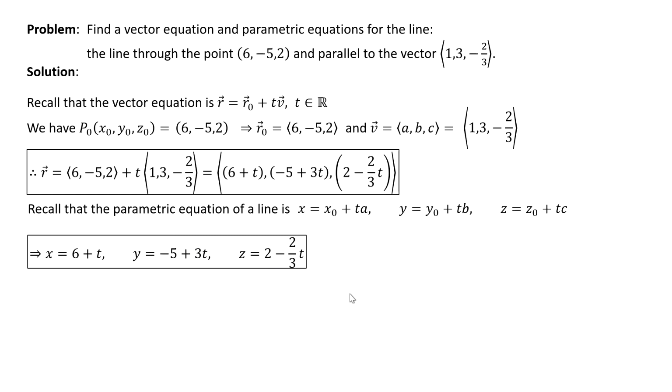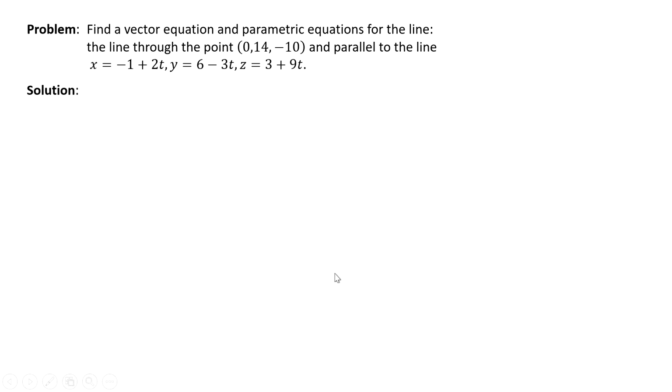Absolutely straightforward application of the formulas, right? Next, find the vector equation and parametric equations of the line through the point. Okay, a point has been given, and apparently the line has got to be parallel to another line.